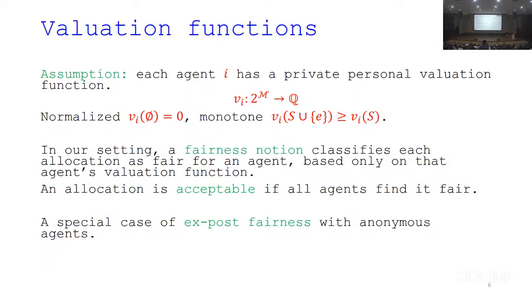In our setting, a fairness notion classifies the allocation as fair or not fair towards the agent, based only on the agent's valuation function. These are the kind of fairness notions that we will be dealing with here: only those where you judge if an allocation is fair based only on the valuation function of the agent. And if all agents find it fair, then the allocation is acceptable. This is a special case of what's known as ex post fairness with anonymous agents. There are other notions of fairness, like procedural fairness, where the allocation procedure is fair, or ex ante fairness, where you have distributions over allocations and the distribution has to be fair. There are other notions, but this is what we'll consider here.